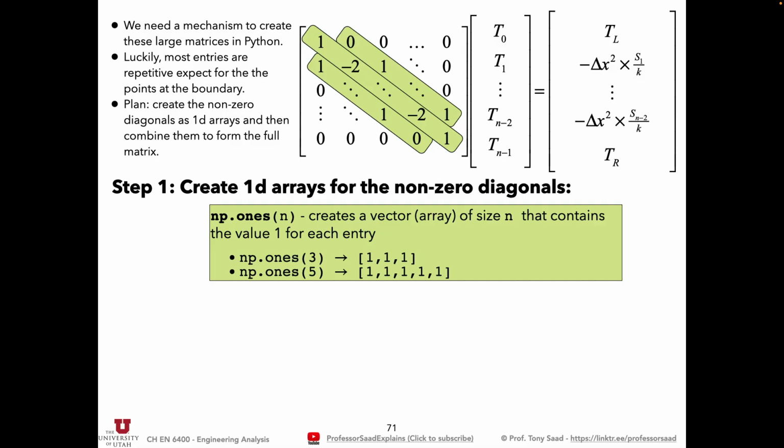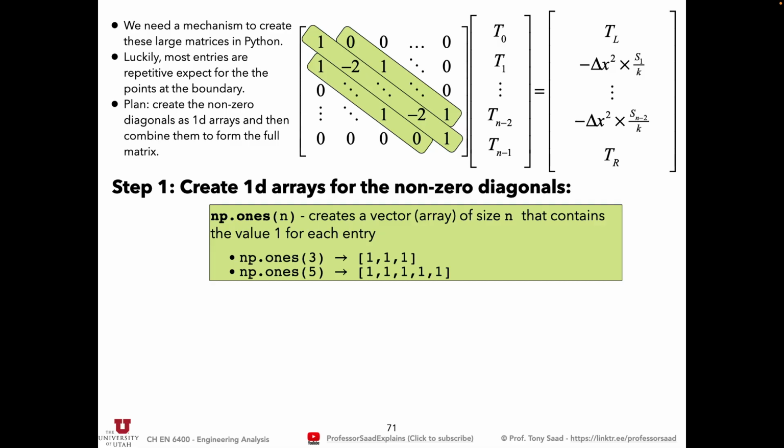N times. So np.ones of size n creates an array of size n that contains only 1. So np.ones(3) is going to give you a numpy array that has 1, 1, 1, 3 times. np.ones(5) is going to give me an array that has 1, 1, 1, 1, 1, 5 times. np.ones of size 100 is going to give me 1s 100 times. So whatever n is, I can build this, this, and that. Okay?